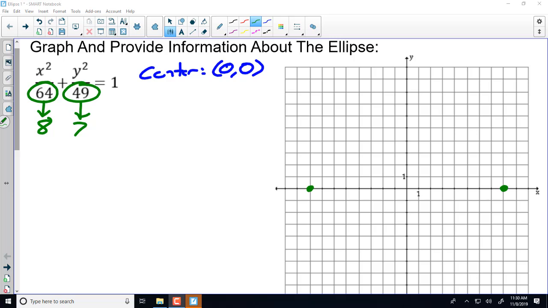Because under the y squared we have a 49, and the square root of 49 is 7, under the y squared we move up and down 7. So 1, 2, 3, 4, 5, 6, 7.